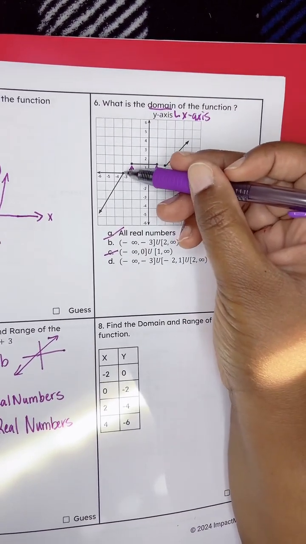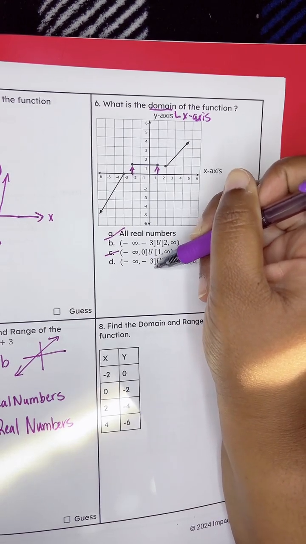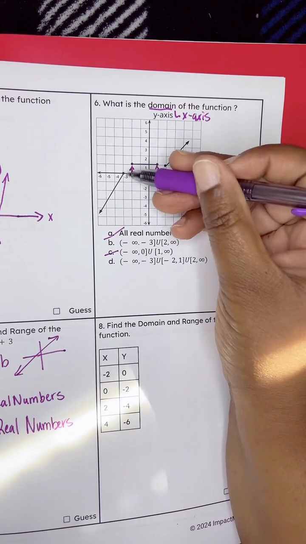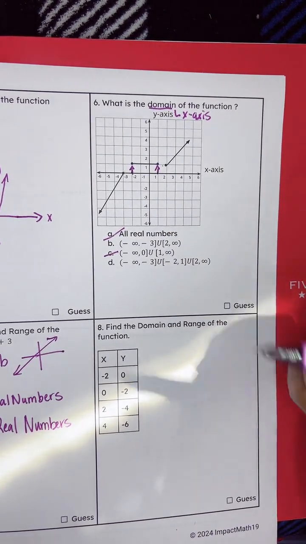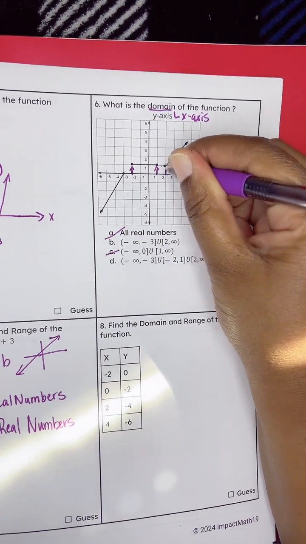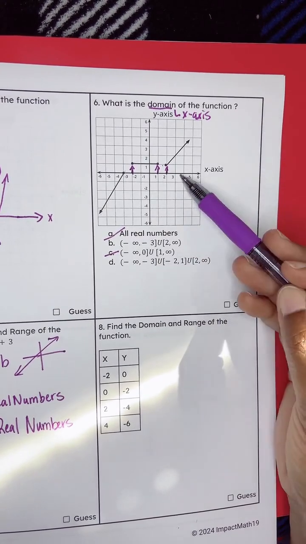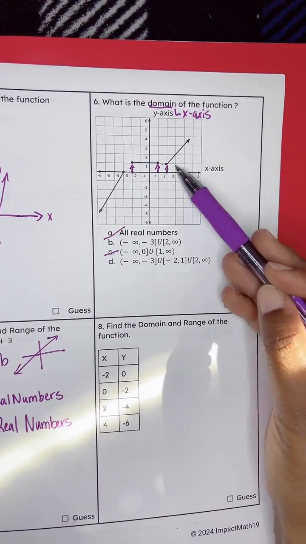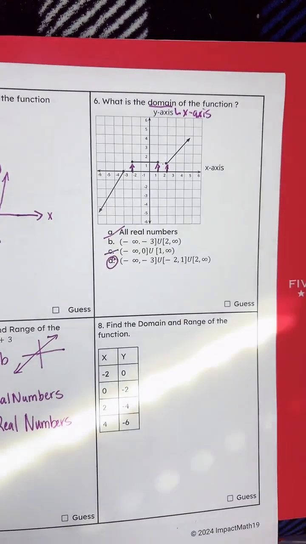Now, if this was an open circle, this would have to be a parenthesis and not a bracket. Brackets means you include the number. It's closed circles. I just wanted to explain that, okay? Then here we start at 2, and it's going to go all the way to positive infinity. So D is our answer.